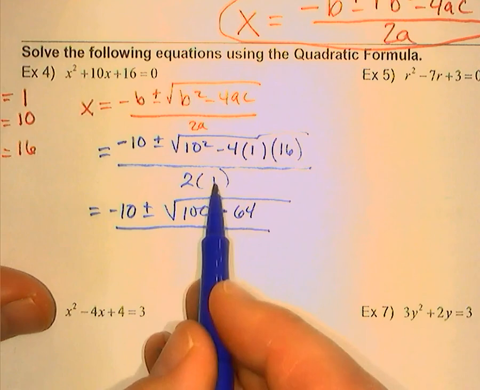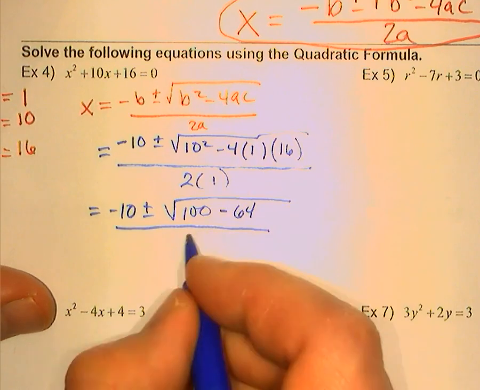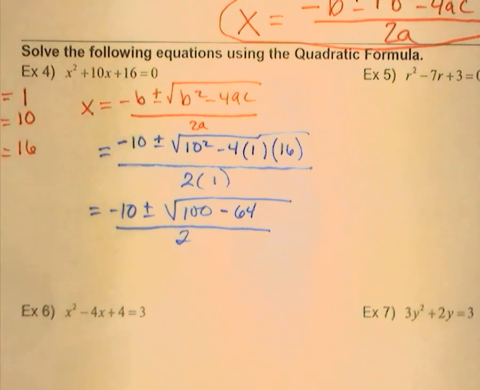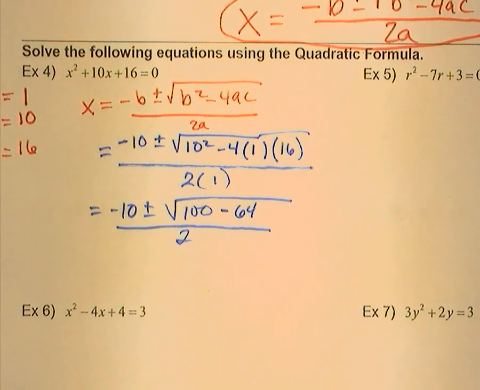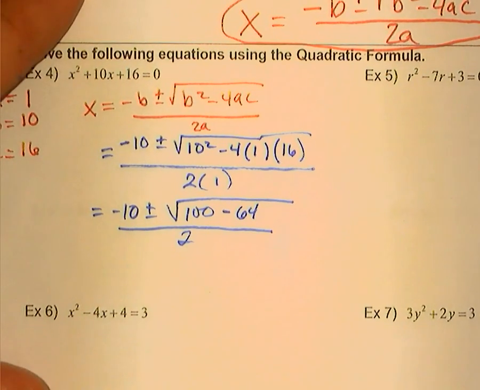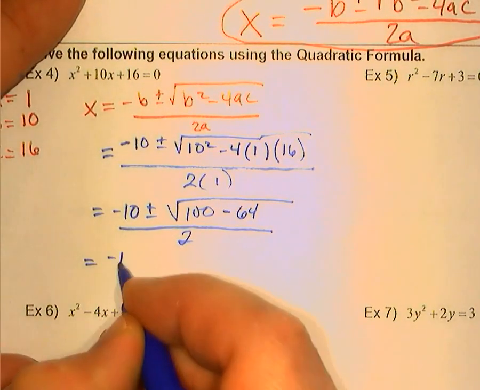All over 2a. Well, 2a is 2 times 1, which is just 2. Don't go through and divide things by 2 right now. We will divide by 2 at the very end. It's one of the last things we do. Or whatever is on the bottom. Okay? All right, we continue to simplify.